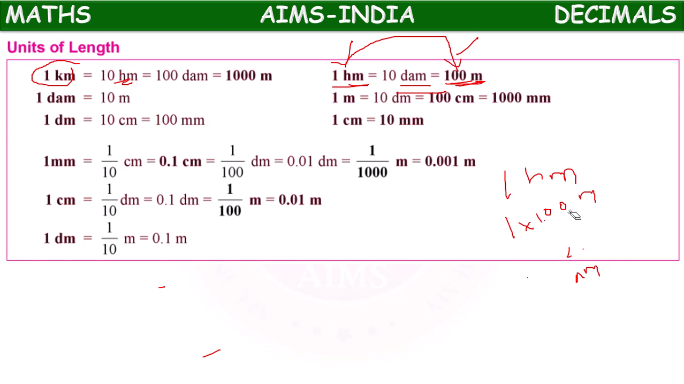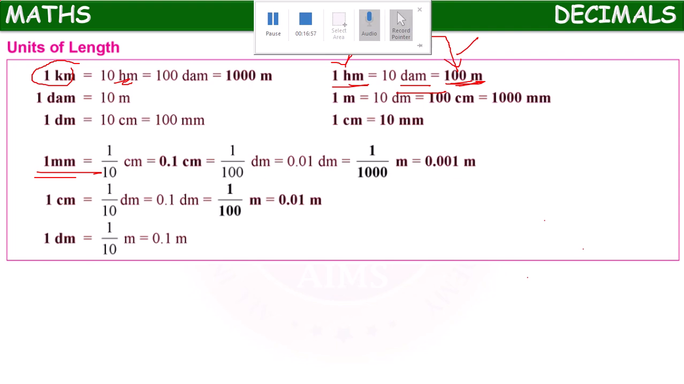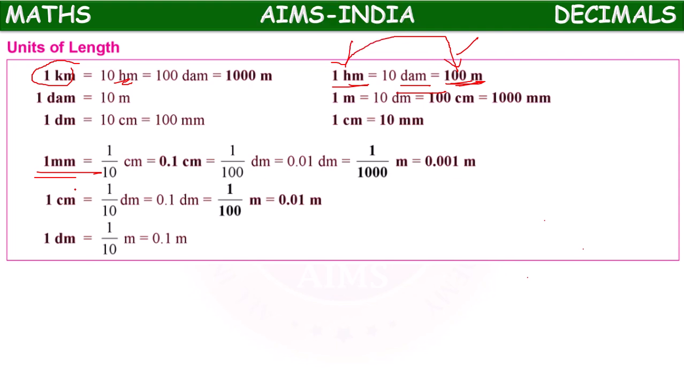Suppose we have 1 millimeter. 1 millimeter means, actually milli means 1 by 1000. 1 millimeter means 1 by 1000 meter.